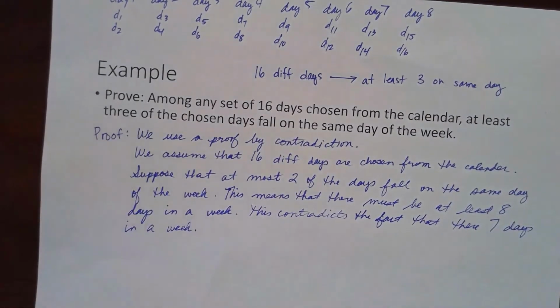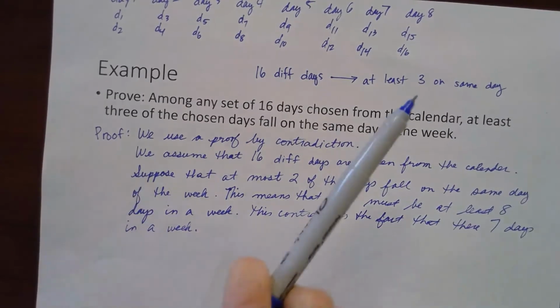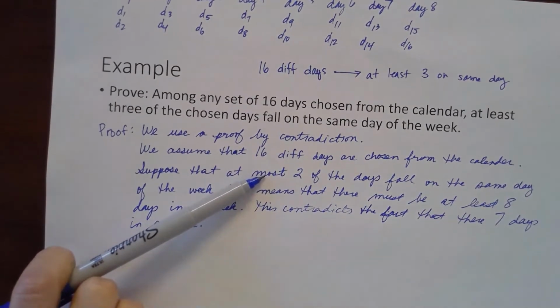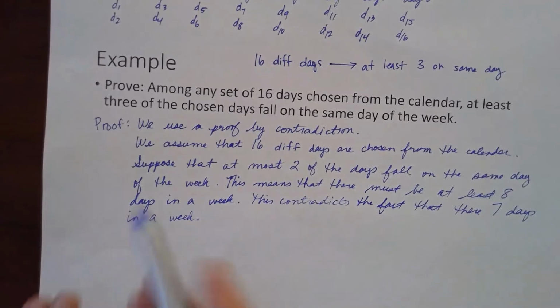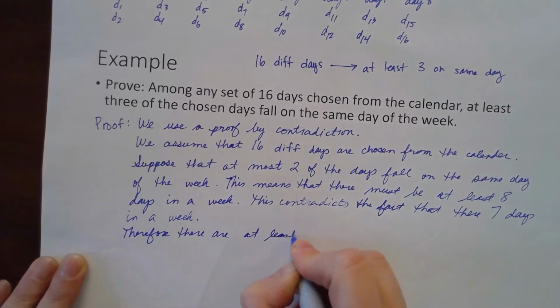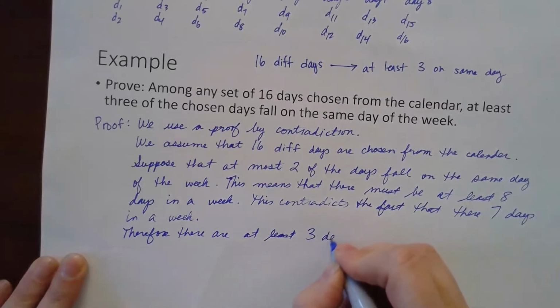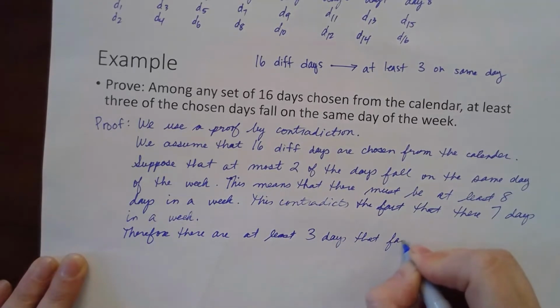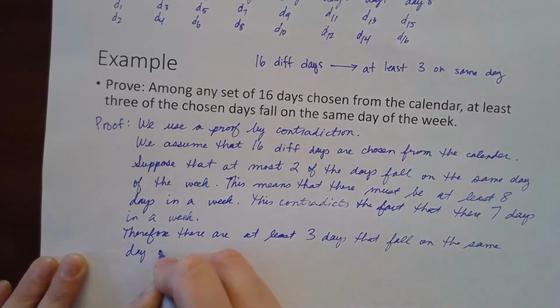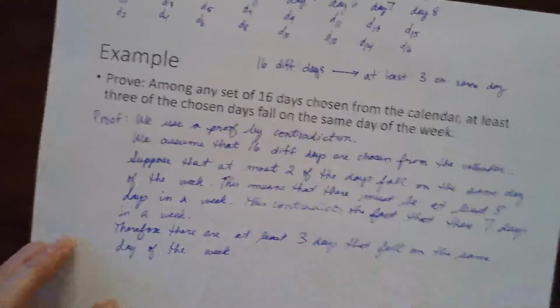So I said, all right, let's imagine that my conclusion was false. Let's follow that path out and see what would happen. I get to a place where it leads me to a contradiction. So that couldn't have been false, because that leads me to a contradiction, so it must actually be true. Therefore, there are at least 3 days that fall on the same day of the week.